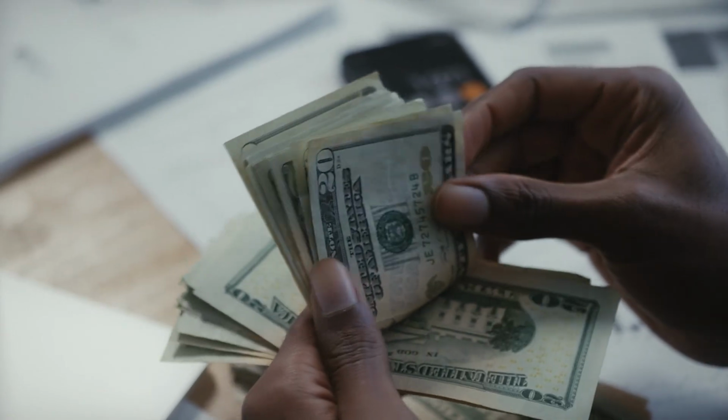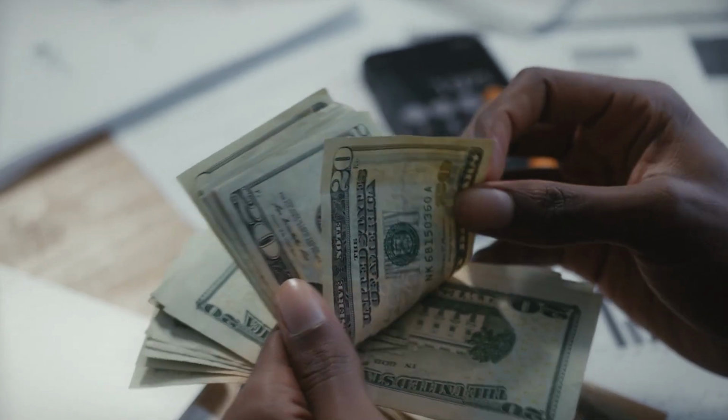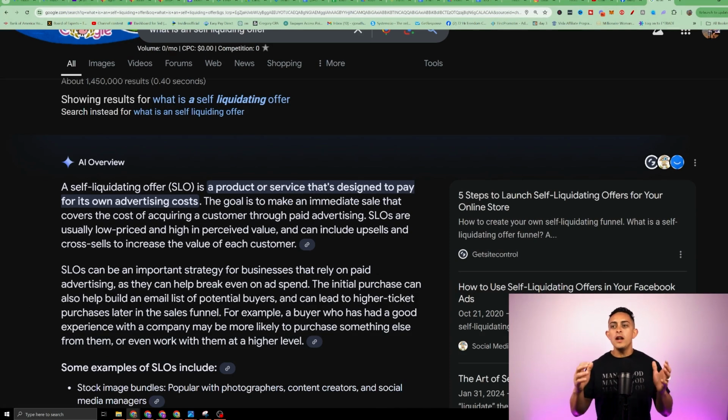Because what an SLO is, it's a self-liquidating offer, meaning if you spend $1,000 on Facebook ads or YouTube ads, you should be able to make $1,000 back on the front end. Now, I want to answer the question, what is an SLO or self-liquidating offer? And then I'm going to show you some real examples and stats.